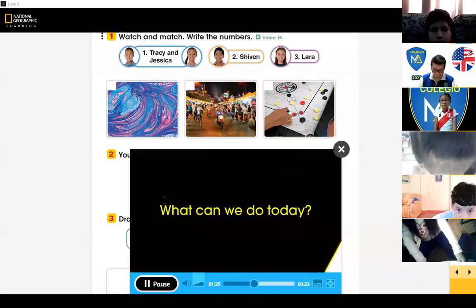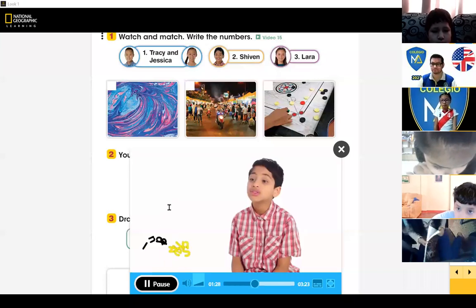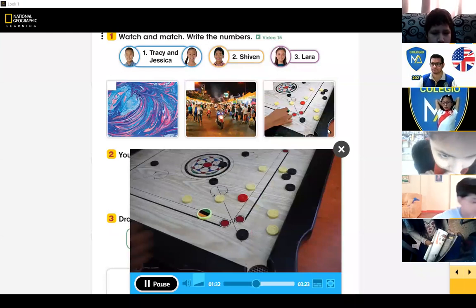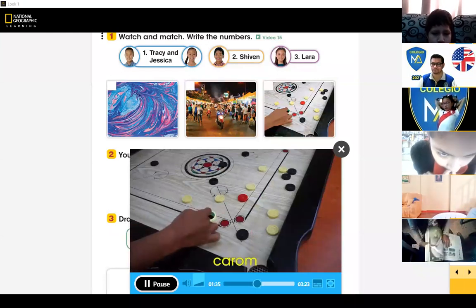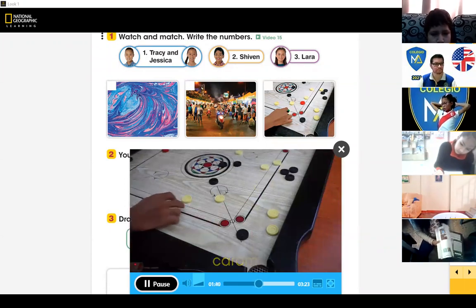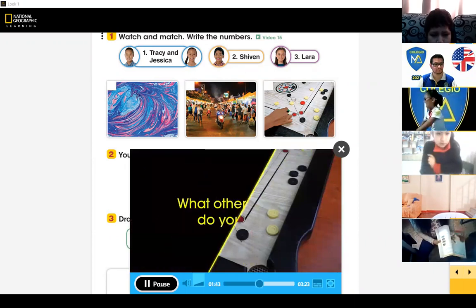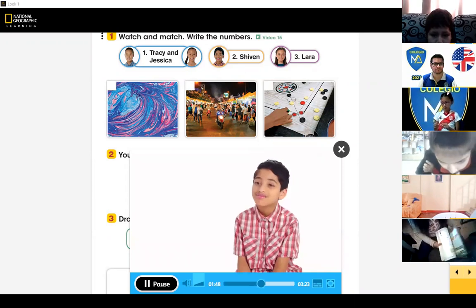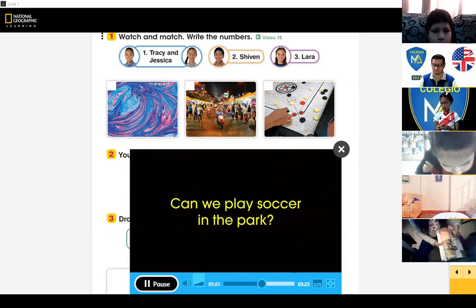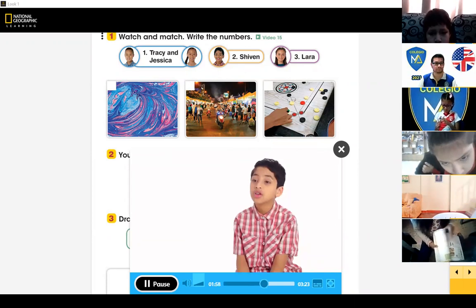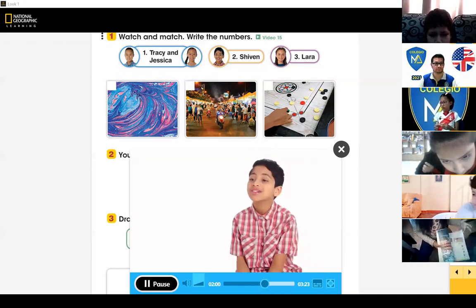Shivan, what can we do today? Let's go to my house. Let's play a game. In India, there is a game called carom. I play with my family. I like this game a lot. Yes, this is a fun game. What other games do you like? I like soccer. Let's play soccer. Okay. Can we play soccer in the park? We can. Or we can play soccer on the beach. Let's go to the beach for soccer. Then we can swim. Great idea.